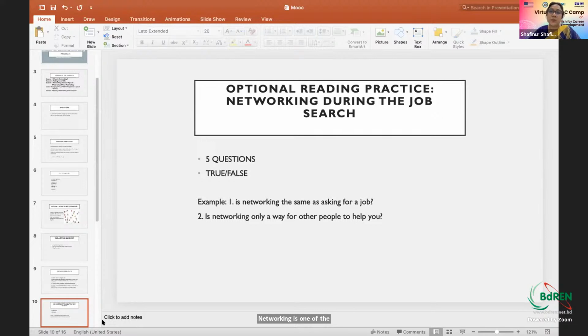And for the first one, most of you gave the correct answer. Networking is not the same as asking for a job. Yes, it's false. I mean, it's not the same. If you think that it's the same, then it's not right.